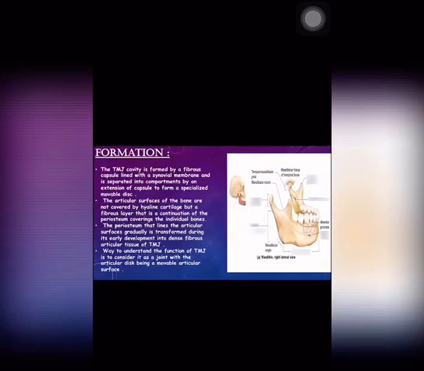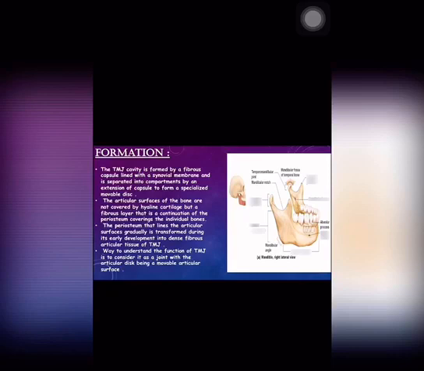Now, the formation. The TMJ cavity is formed by a fibrous capsule lined with a synovial membrane and is separated into compartments by an extension of the capsule to form a specialized movable disc. The articular surfaces of the bone are not covered by hyaline cartilage but by a fibrous layer that is a continuation of the periosteum covering the individual bones. Periosteum is a dense layer of vascular tissue enveloping the bones except at the surfaces of the joint.